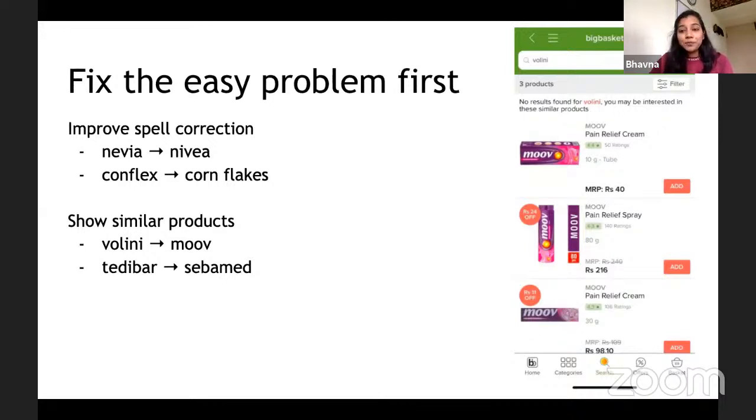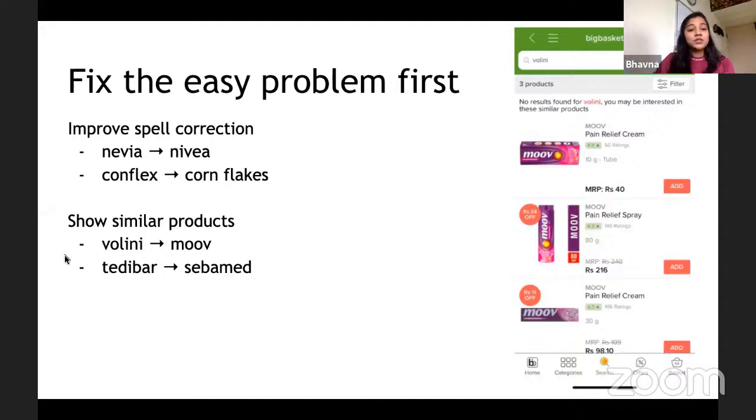In this case, we are telling the user, we do not have Volini, maybe you are interested in these similar products. So you ensured a good customer experience there. And who knows, if I am not very brand conscious but I am really in need of a pain relief spray, I would buy this Move product. So there, you just sold a 200 rupees item just by tweaking your search algorithm. This is how we fixed one of the problems with respect to queries which had very low conversion.